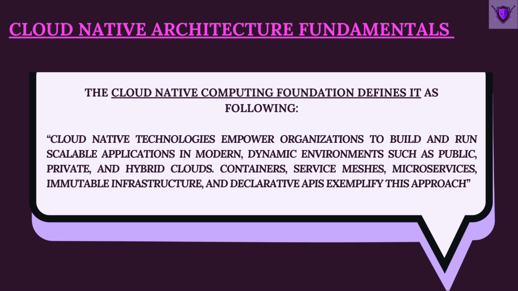Cloud native technologies empower organizations to build and run scalable applications in modern dynamic environments. What is a dynamic environment? An environment that keeps changing. So we'll have public cloud, we can have private cloud, and we can have hybrid cloud, which is nothing but the combination of public and private cloud. And what are some of the services that we can have? We can have containers, service mesh, microservices, immutable infrastructure, and declarative APIs. These exemplify this approach.